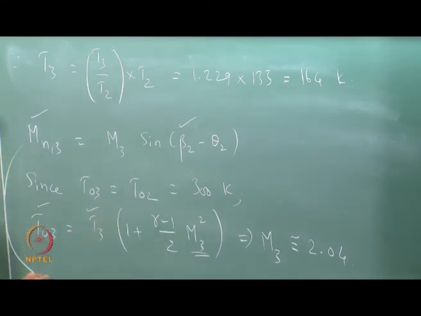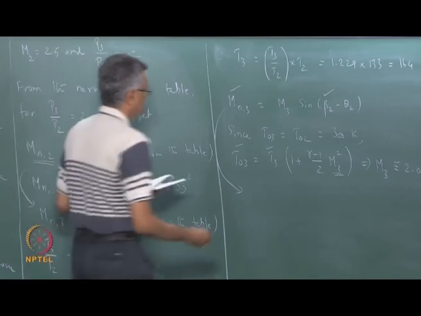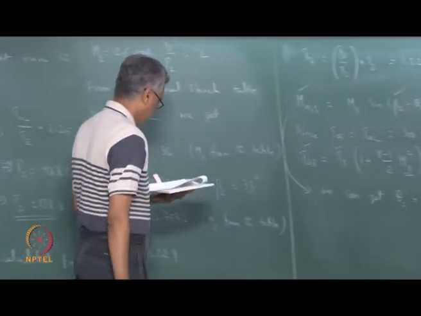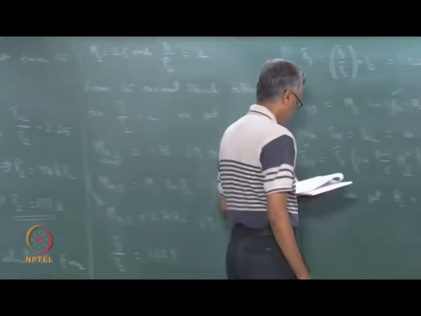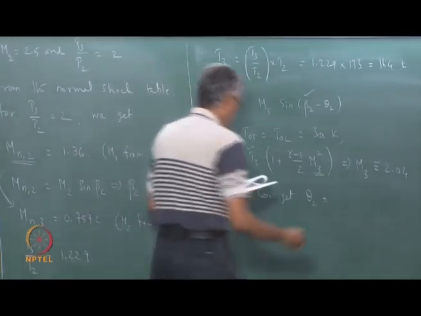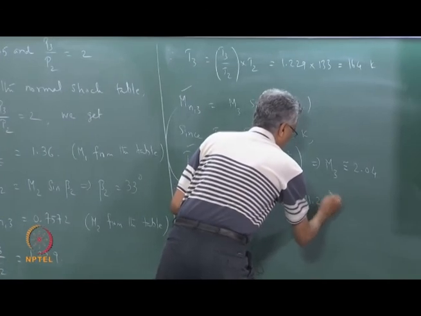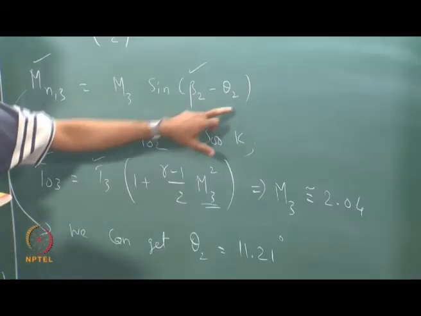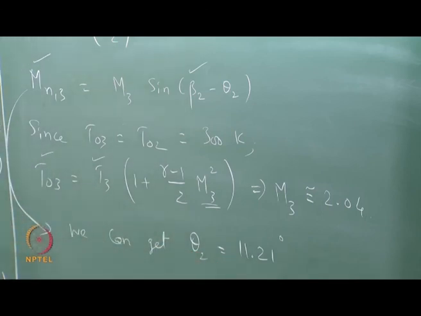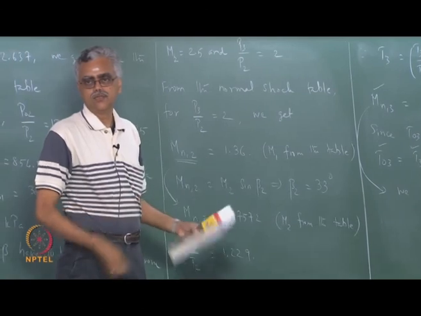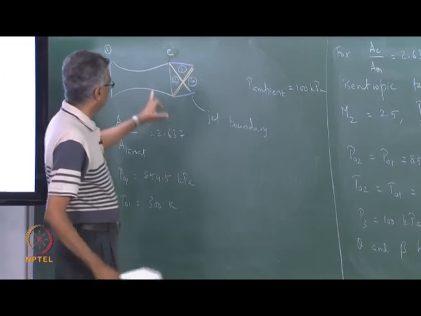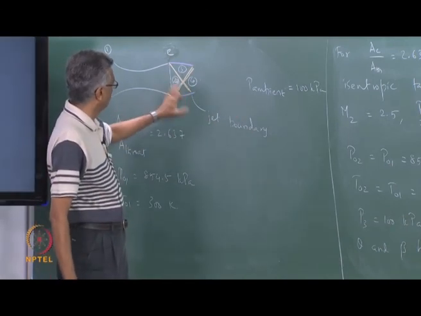So by using this relationship, we can get theta, which is the flow deflection angle, as 11.21 degrees. So now I know Mn3, I know M3, I know beta, so I can calculate this angle theta as 11.21 degrees. So this is the flow deflection that the fluid has undergone. Remember, what we will do in the next class is continue this, look at this solution in a little bit more detail, and then continue further.